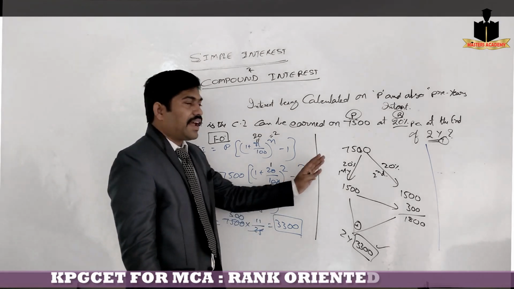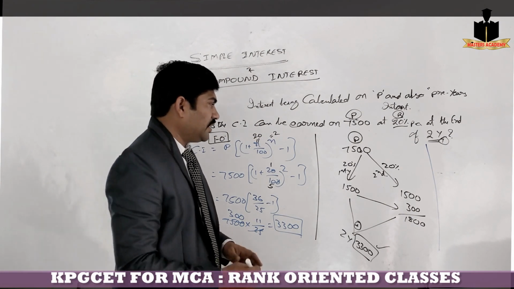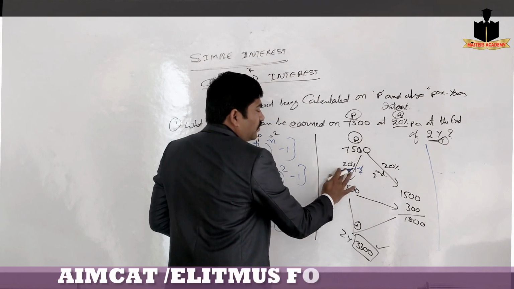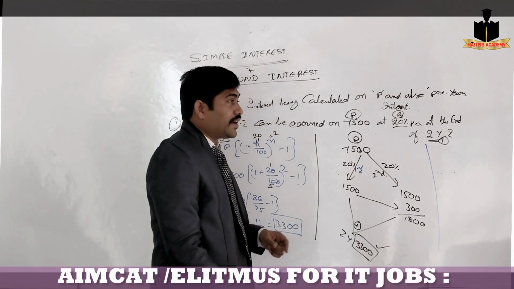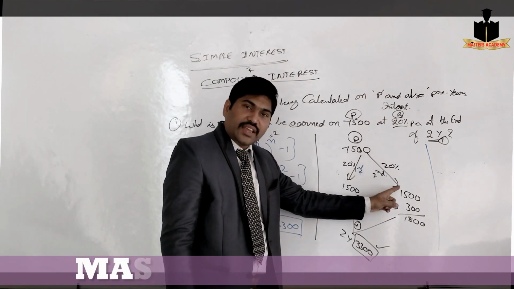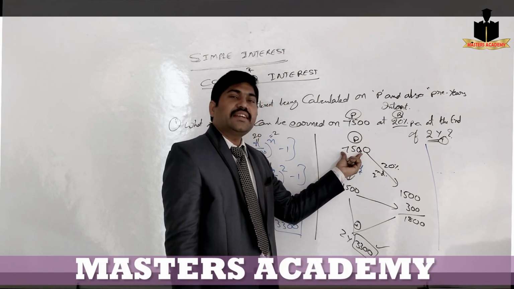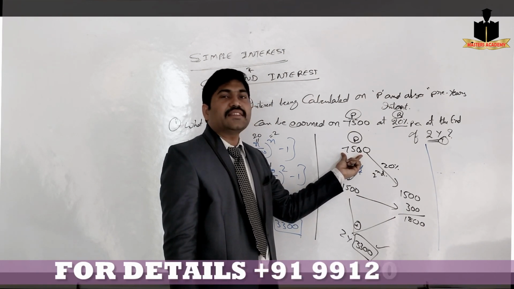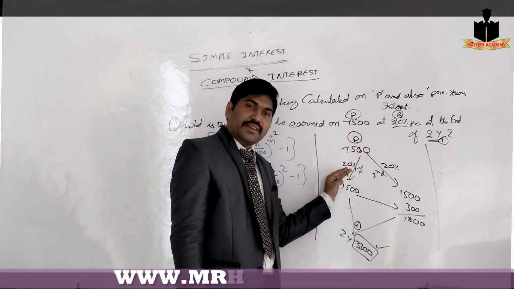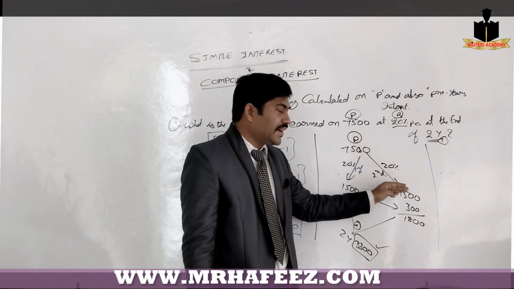But according to the graphical method, this is the principal amount. Here it's 20%, for the first year it's 20%, and for the second year also it's 20%. According to the definition, the interest is calculated on P, that is the principal amount. 20% of 7,500 is very simple. 10% is 750, as we know, just remove the last zero to get 10%. We need 20%, just double it. Double 750 is 1500. So 1500 here, and for the second year also 1500.